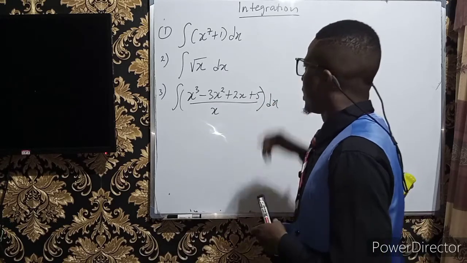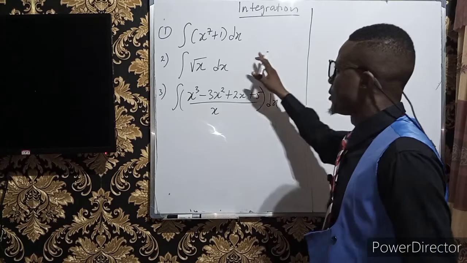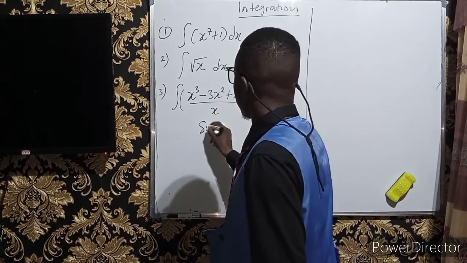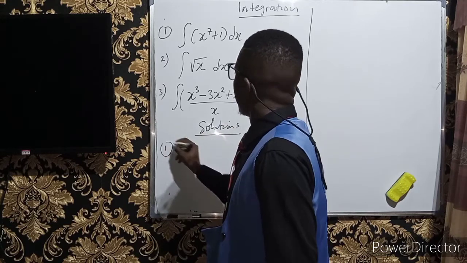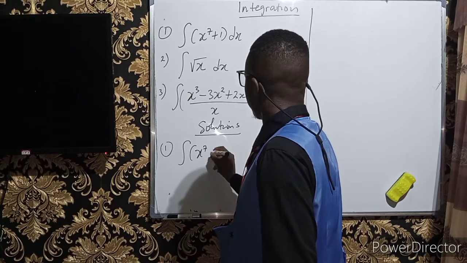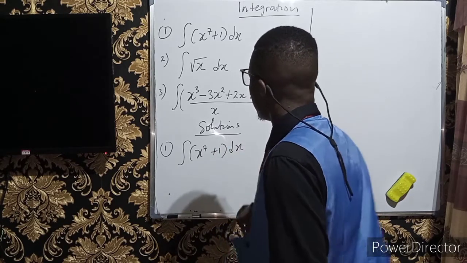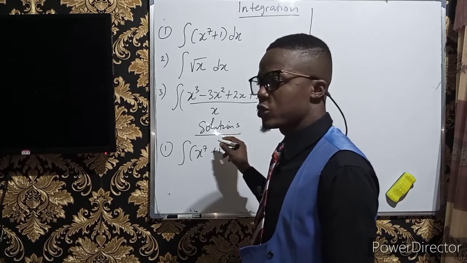Now these are the works we have under integration, and we are asked to deal with them starting from the first one. So solutions here. In the number one, we have the integral of x power of 7 plus 1 dx. To integrate this, you have to remember the formula for integration, the power plus 1.